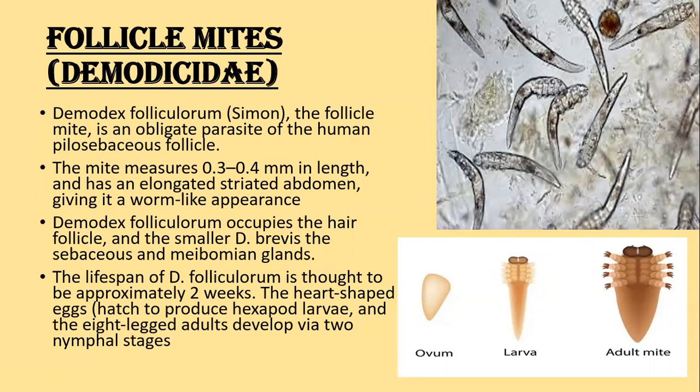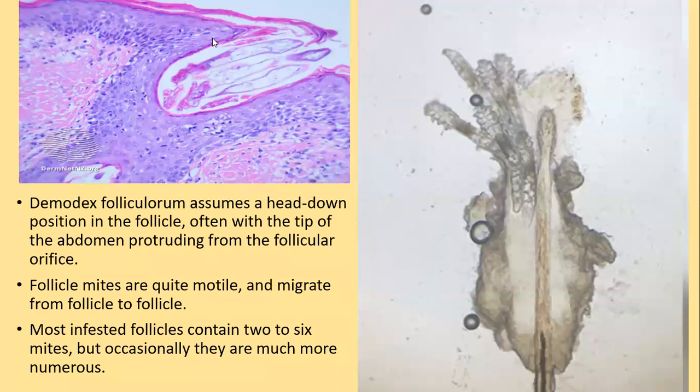The lifespan of Demodex folliculorum is thought to be approximately 2 weeks, and the heart-shaped eggs hatch to produce a hexapod larva, and the 8-legged adult develops in vivo after 2 nymph stages. So this is the shape of the adult Demodex mite. Demodex folliculorum assumes a head-down position in a follicle, often with the tip of the abdomen protruding from the follicular orifice. You can see here. This sometimes is visible on the skin as well.